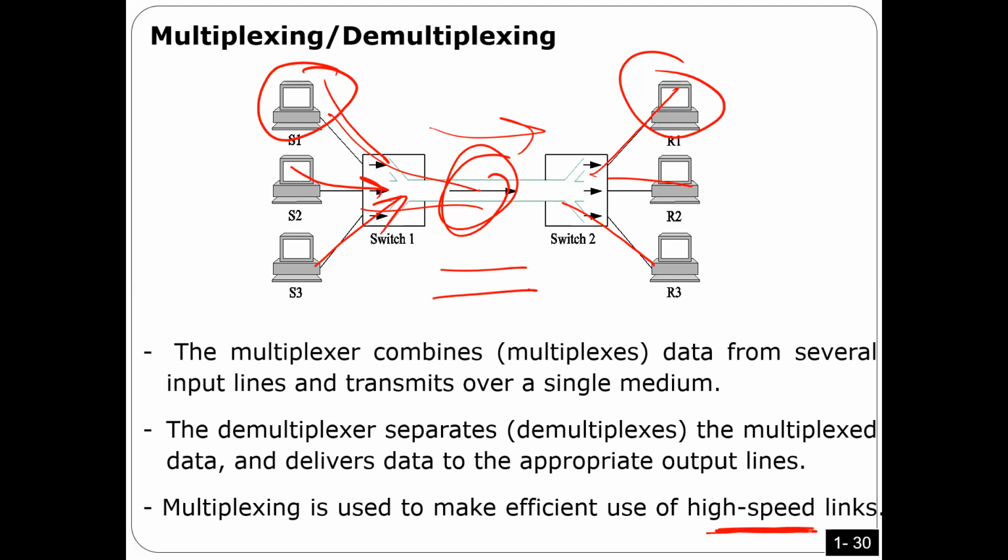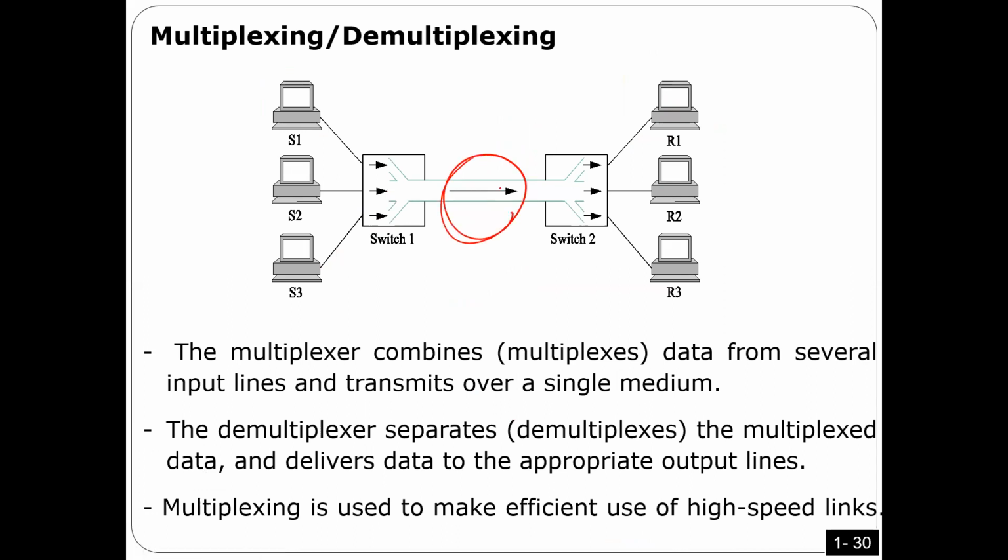Because this is for efficient use of a high speed link. This link is very high speed, so I'm not going to give it only to one computer. I'm going to collect the data from different computers. When you collect the data from different computers, that's what we call multiplexing. When you split the data again, that's what we call demultiplexing. So now what I want to say here is we have resources, which is this cable, and we want to share.